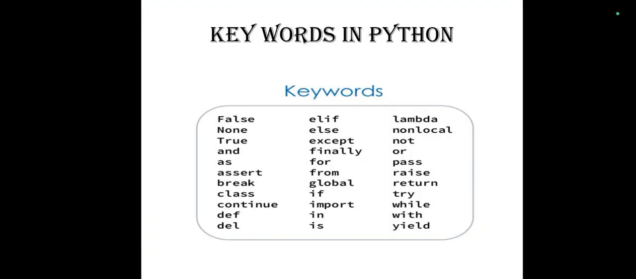So, what are tokens? Tokens are the smallest individual unit in a program. There are 5 types of tokens in Python, namely the keyword, the identifier, the literals, the operators, and the punctuators. Keywords. Keywords are the reserved words in the library of Python language, and there are 33 keywords. All the keywords except the False, None, and True are in lowercase. So these are the 33 keywords in Python.